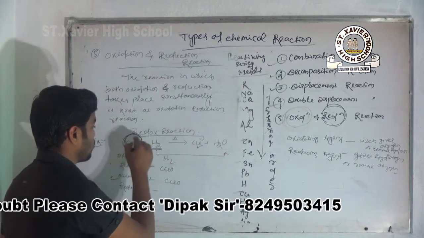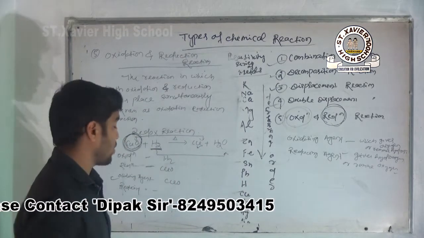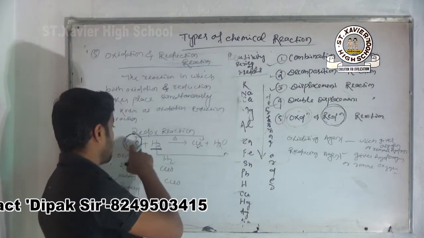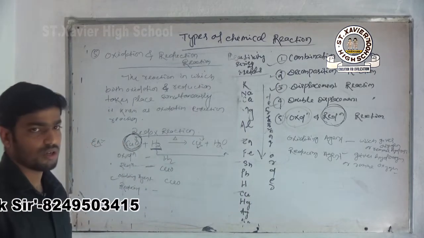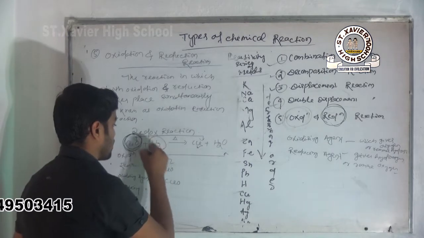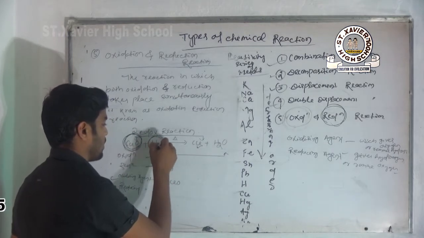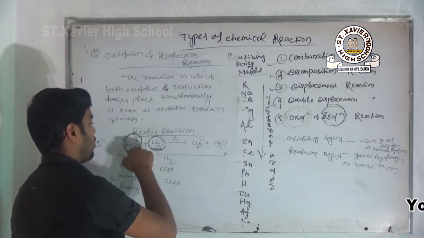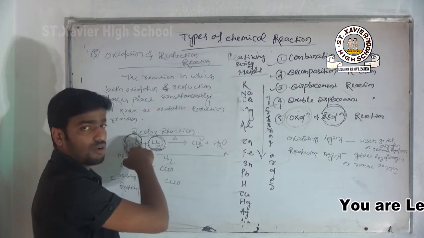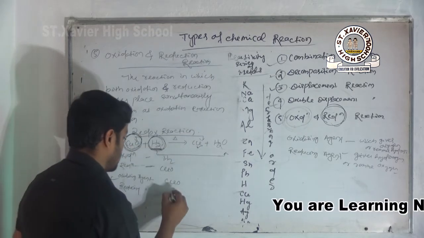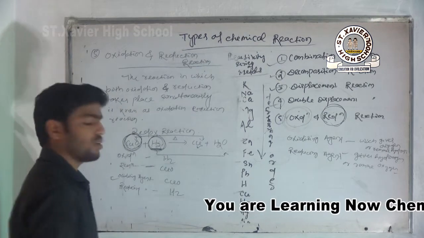So how will it remove oxygen from its compound, that is CuO? Now, by the presence of hydrogen, that means this hydrogen takes the oxygen from CuO. Okay, so this hydrogen is our reducing agent.